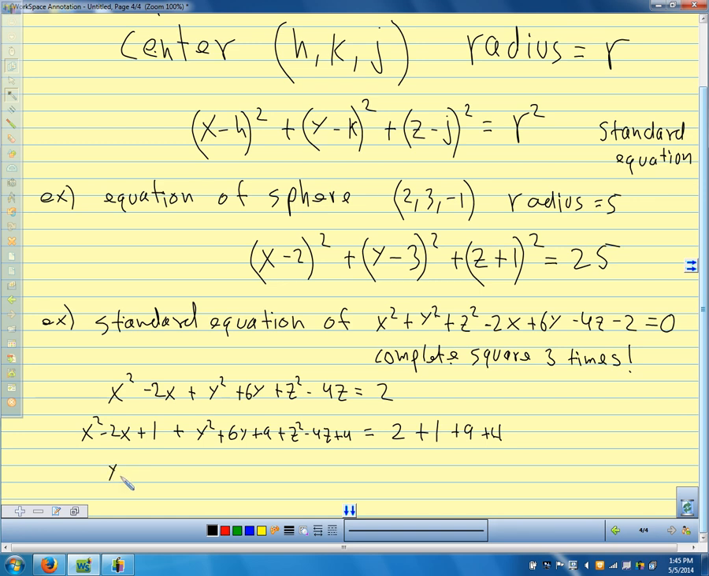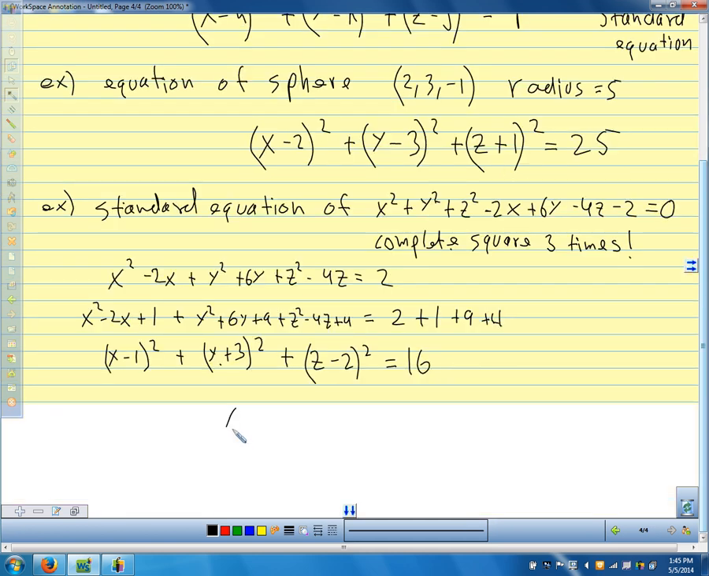And I get (x minus 1) squared plus (y plus 3) squared plus (z minus 2) squared equals 16. So we know our center is the point (1, negative 3, 2), and the radius is 4. So not too bad. We didn't have coefficients on the x, the y, and the z, so that made it pretty quick and easy.